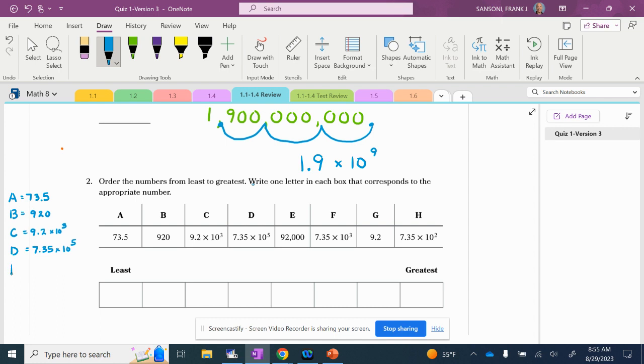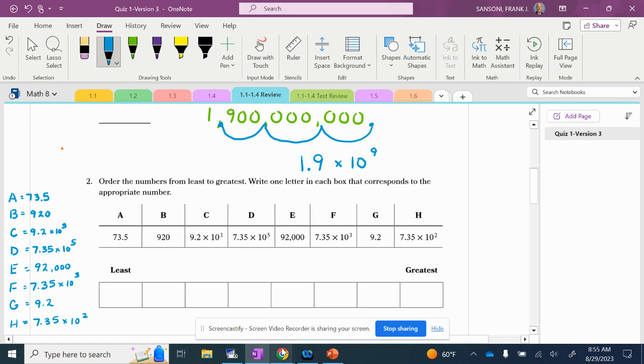And then you're going to put E, which is 92,000. And then F, which is 7.35 times 10 to the third. G is 9.2. And our last number is H, which is 7.35 times 10 squared.